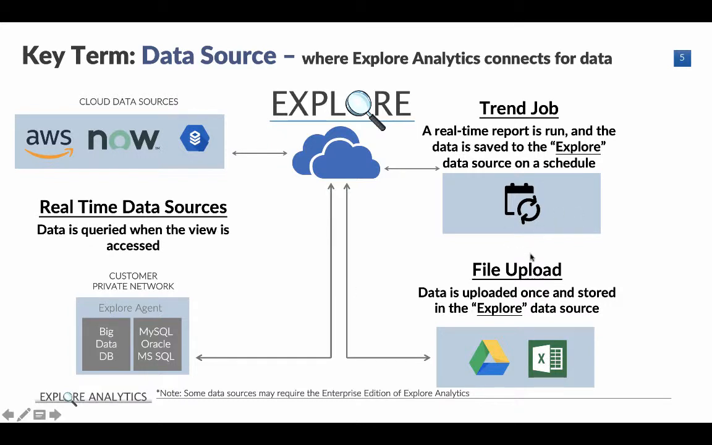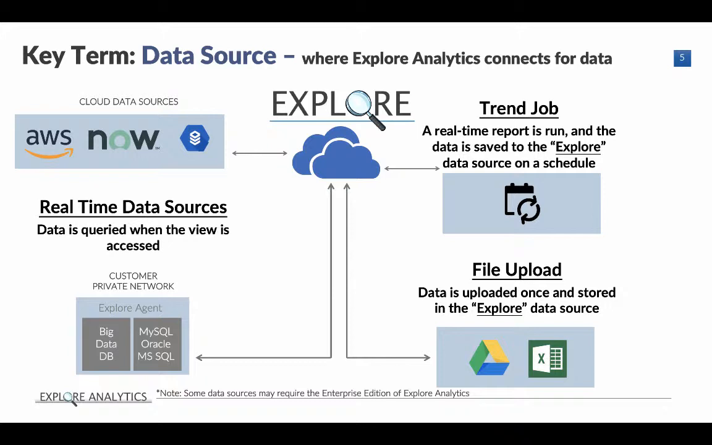On top of that, we also have two other major sources of data. One is trend jobs. A trend job is something that you can define within Explore Analytics that's going to run a report against a real-time data source and then save the results of that report to the Explore data source within Explore Analytics. The Explore data source is very special in that way.